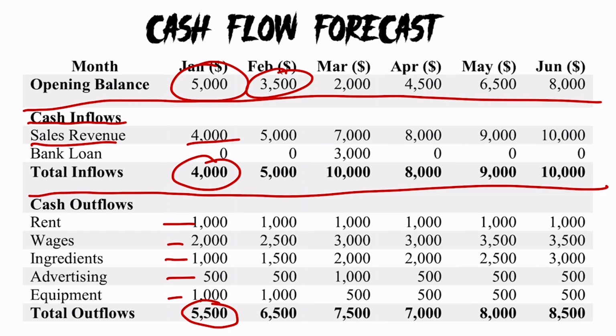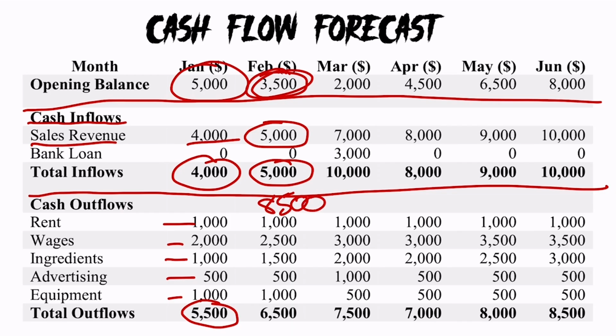So in February, we opened with 3,500 and we made $5,000 in sales revenue. So the total inflows were 3,500 plus 5,000. That's 8,500 so far. Just a little note here.